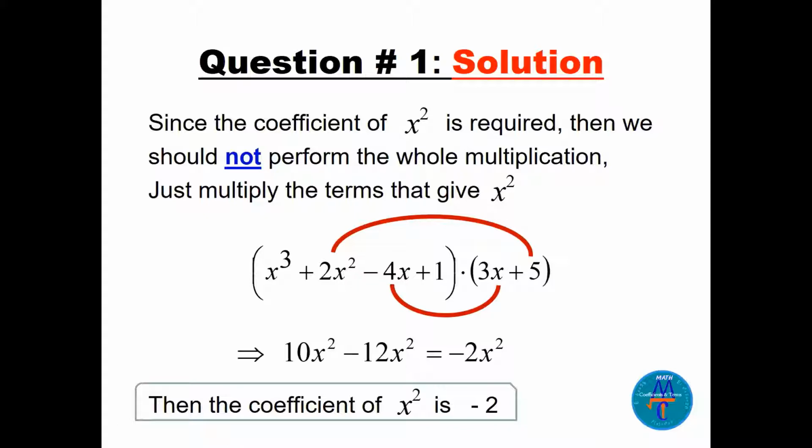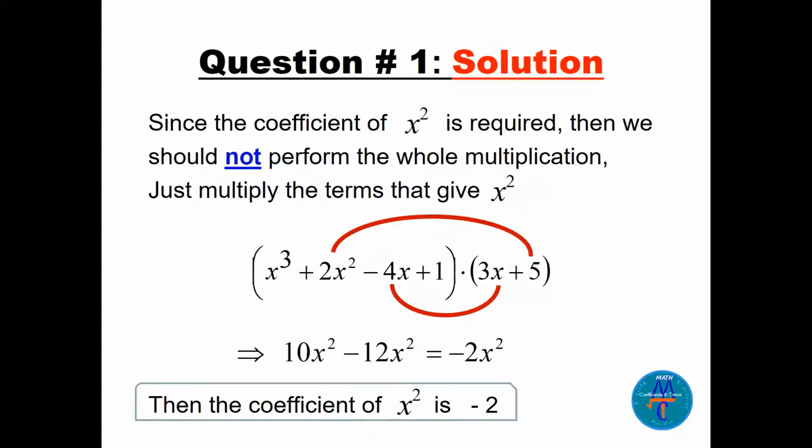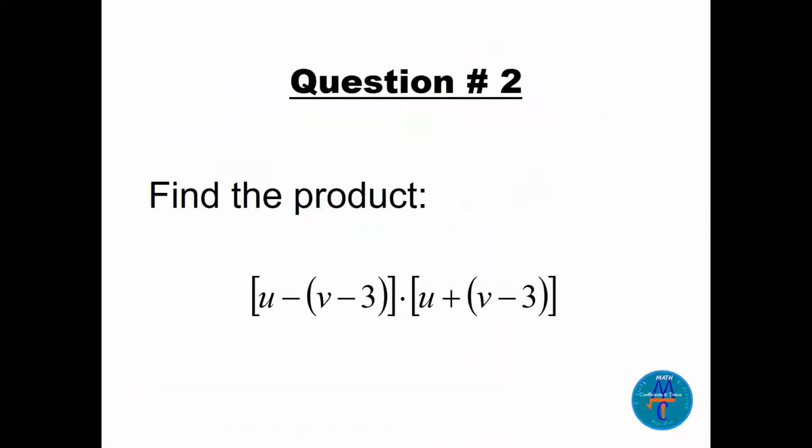So I take only the terms that will give x squared. This x squared times the 5 will be 10x squared. And then this x down here times this x becomes minus 12x squared. These are the only 2 terms that will give x squared. So when you add, you get minus 2x squared, so the answer for our question is minus 2. Look at the question here: find the coefficient of x squared. The answer is minus 2. That's a simple question. Let's see another one.